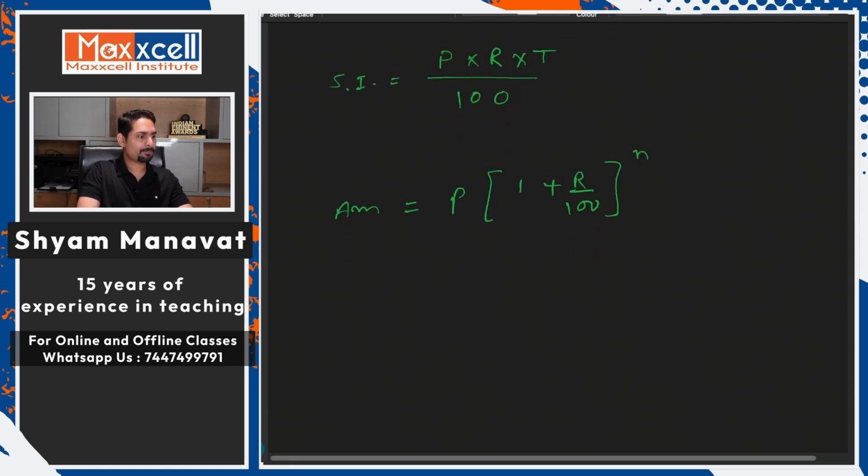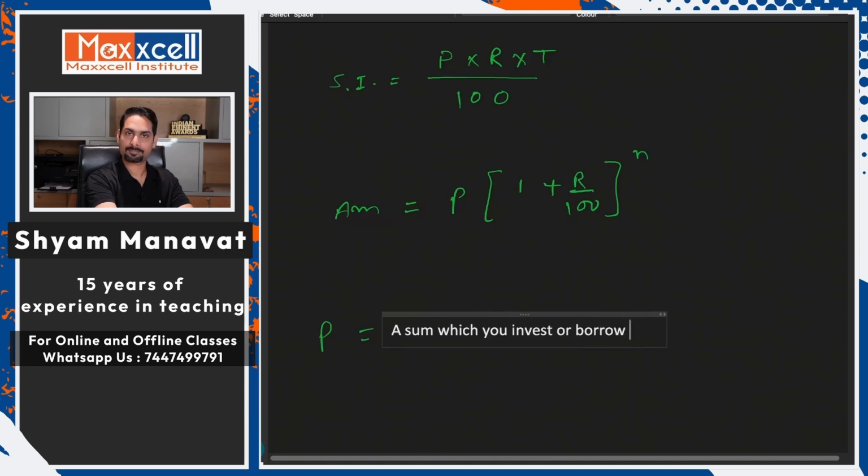So p, that is principal. Principal is nothing but a sum which you invest or borrow. An amount, rupees, dollars, whatever currency you use, but the sum which you invest or you borrow. I will give you an example, but for now, let's understand the symbols.